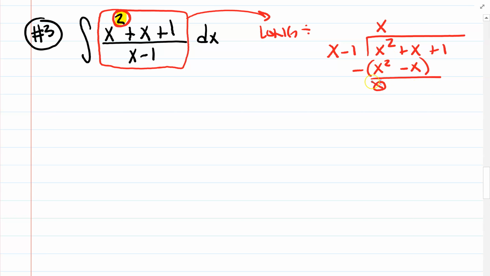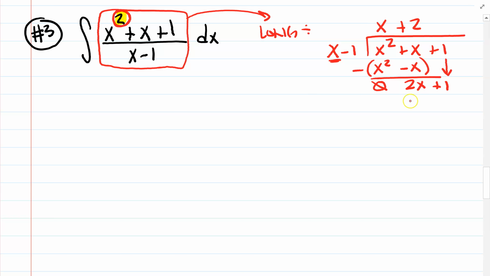x squared minus x squared gives you 0 by design. x minus a negative x, so x minus minus, is a positive 2x, and we bring down the 1. Now, let's start over. How many times does x go into 2x? The answer is a positive 2 times.